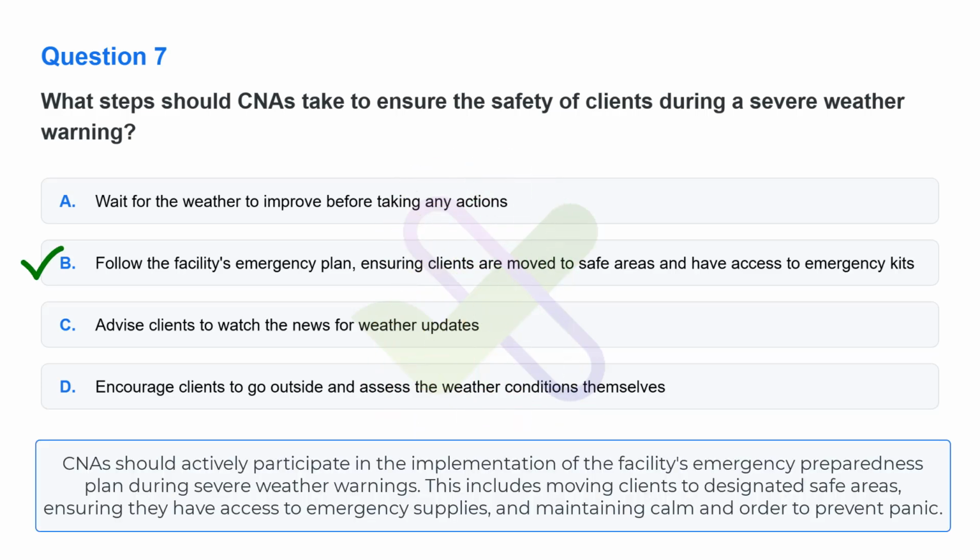The correct answer is B. Follow the facility's emergency plan, ensuring clients are moved to safe areas and have access to emergency kits. CNAs should actively participate in the implementation of the facility's emergency preparedness plan during severe weather warnings. This includes moving clients to designated safe areas, ensuring they have access to emergency supplies, and maintaining calm and order to prevent panic.